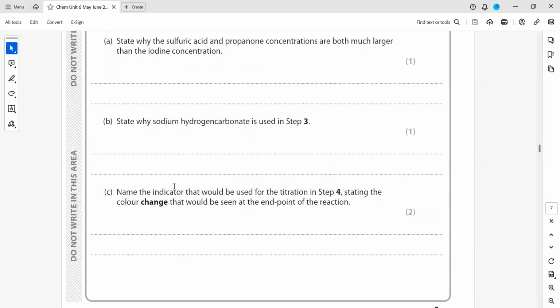State why sodium hydrogen carbonate is used in step 3. As I mentioned, the purpose is to quench the reaction, to slow down the reaction, so we use the sodium hydrogen carbonate. It is used to quench.